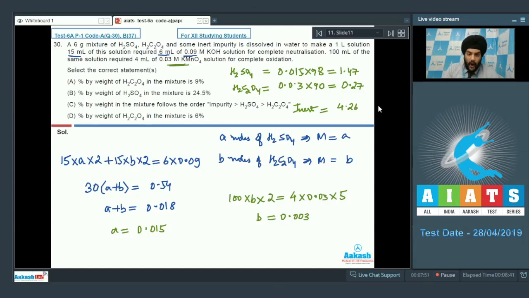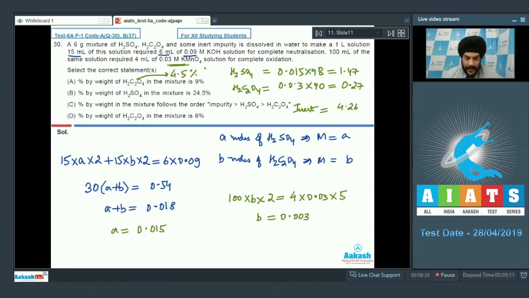So if we talk about the options which are given to us, the first option says that the percentage by weight of H2C2O4 in the mixture is 9%. So 0.27 divided by 6 into 100 is going to give us 4.5%. So the percentage by weight of H2C2O4 is 4.5%.